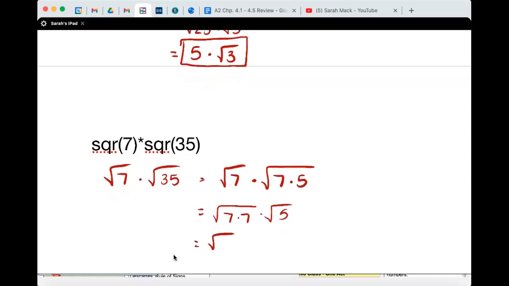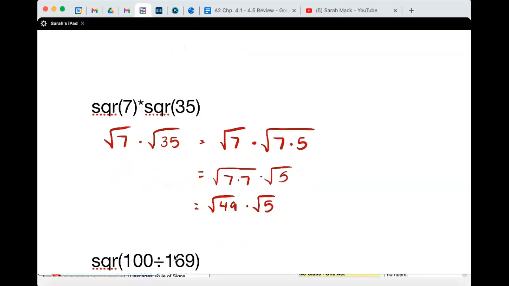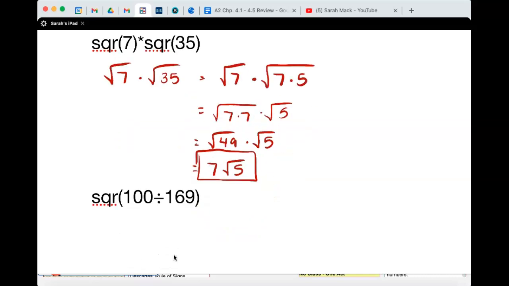So I have the square root of 49 times the square root of 5. And the square root of 49 is 7. Simplify. You could have done that one a lot of different ways. You could have multiplied 7 and 35 together to get a large number, then tried testing dividing by perfect squares until you get the right one. So you get 49 basically. All sorts of ways.